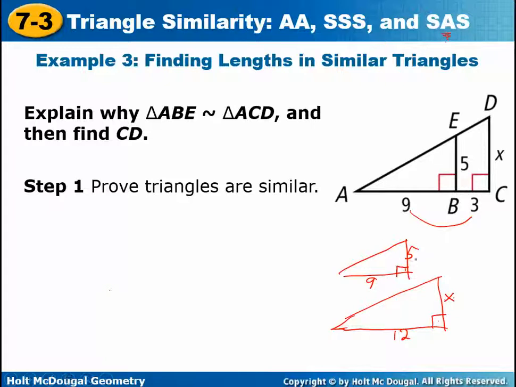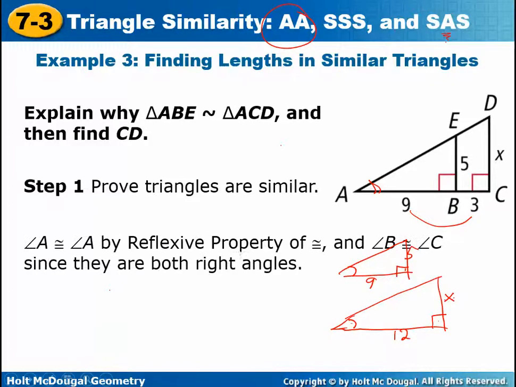Now we need to see what it says: explain why they are similar and then find CD. We also know that this angle is congruent to this angle because they're the same angle. Those two triangles are on top of each other, so those two angles are the same by the reflexive property. So we have angle, angle. So I'm actually using this one. So the two triangles are similar by angle, angle.